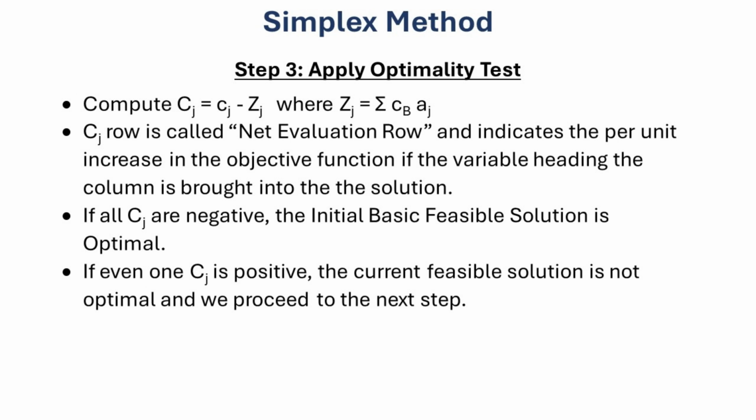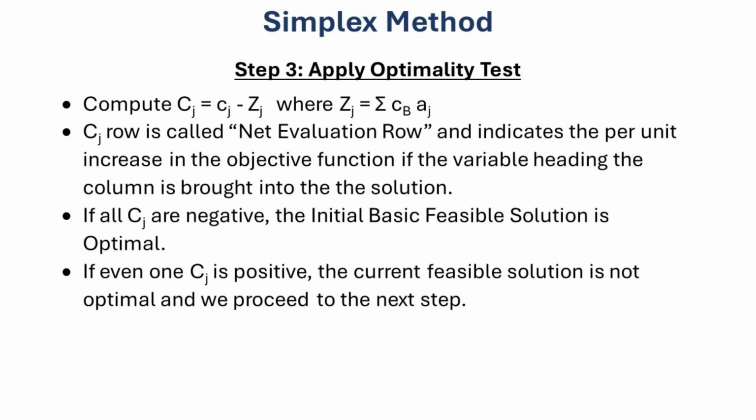That is, we'll evaluate capital Cj, and that row is called the net evaluation row. The Cj row is called the net evaluation row and indicates the per unit increase in the objective function if the variable heading the column is brought into the solution. We'll see it. Now, if all Cj are negative, then the initial basic feasible solution is optimal. That is, when we have all Cj's negative, this means we have reached the optimal solution, the solution for which we have maximum z, that is the objective function.